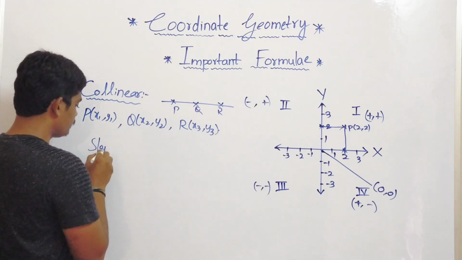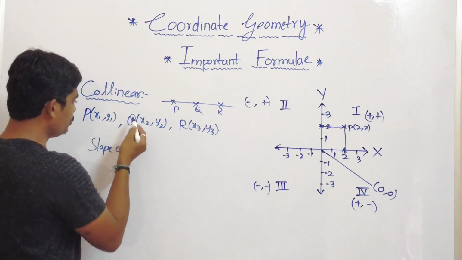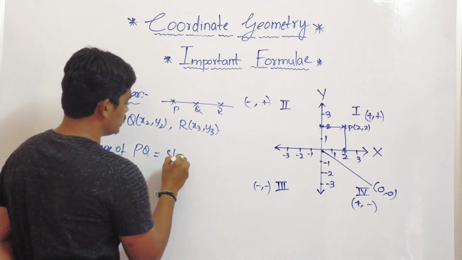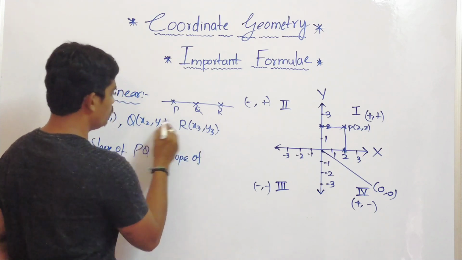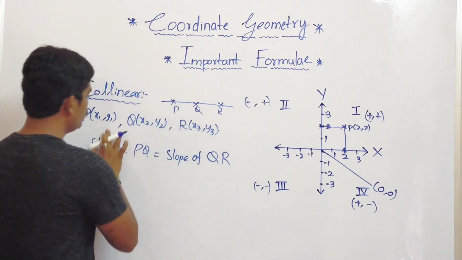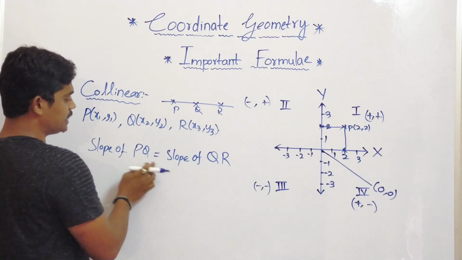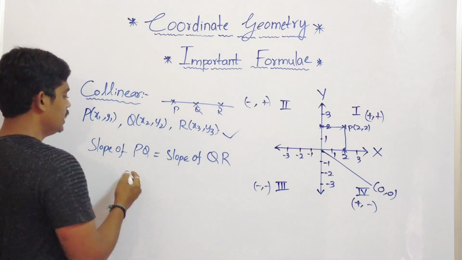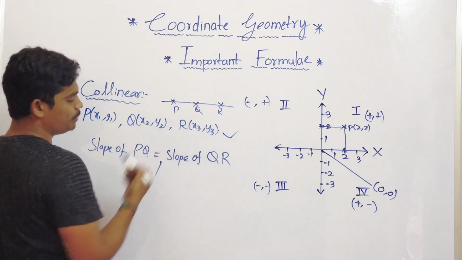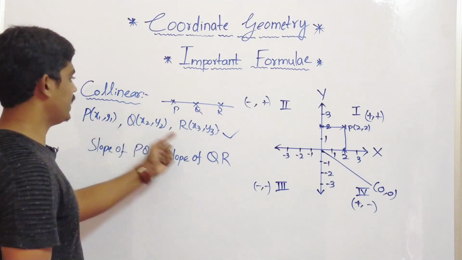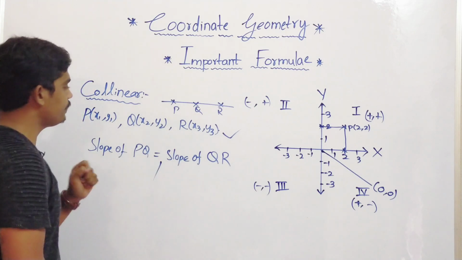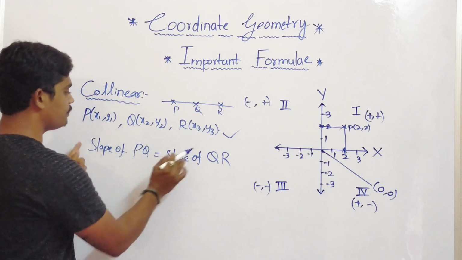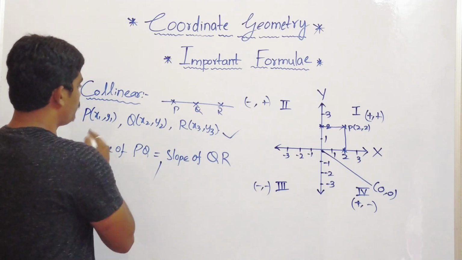Find the slope of any 2 points, for example PQ, and if it is equal to the slope of the other 2 points, which is QR, then we can say these 3 points are collinear. If this is not equal, then these 3 points are not collinear. So for finding whether the points are collinear or not, we are finding the slope of these 2 points and the slope of these 2 points. If both are equal, then we can say the points are collinear.